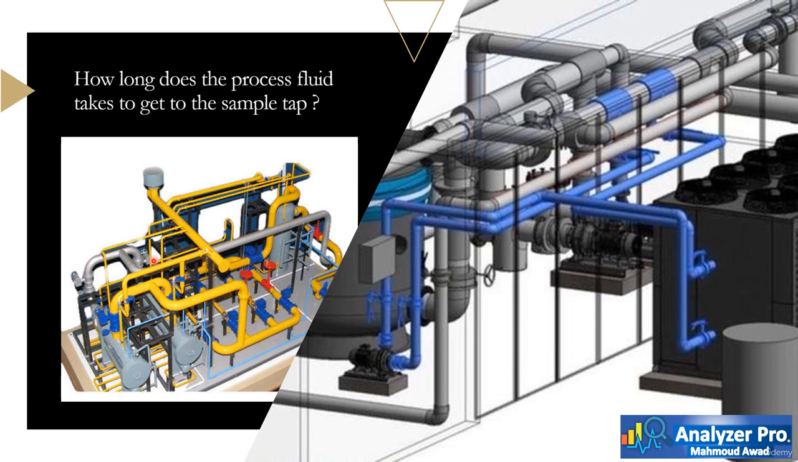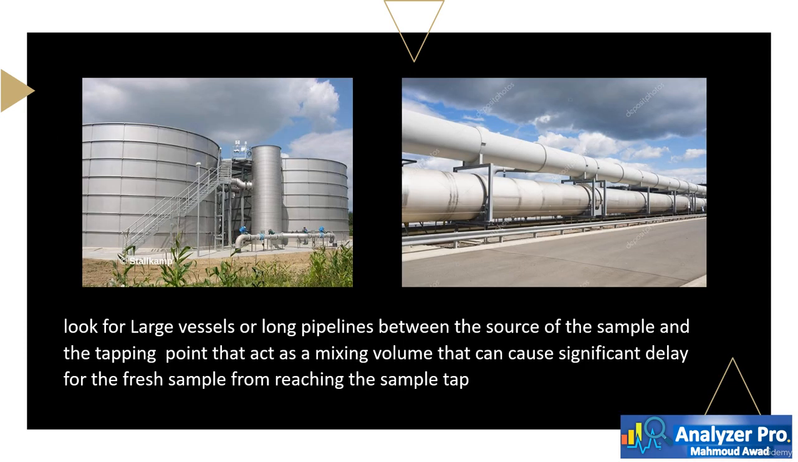It's best to follow the actual process piping on site rather than on a schematic. If the unit is still in the detailed design and engineering stage, try to get access to a three-dimensional model. Look for large vessels or long pipelines between the source of the sample and the tapping point that act as a mixing volume that can cause significant delay for the fresh sample reaching the sample tap.